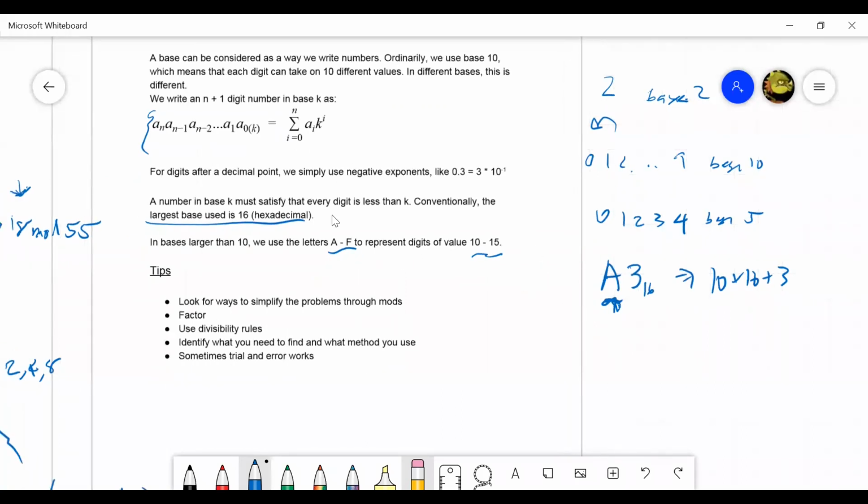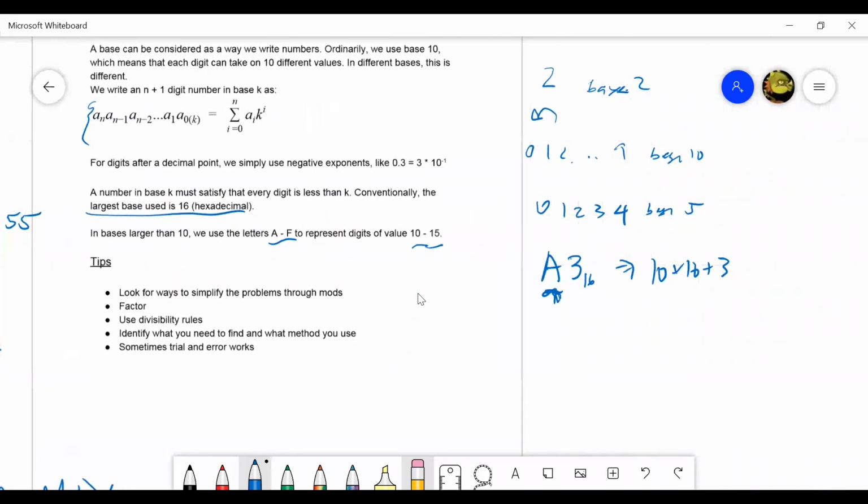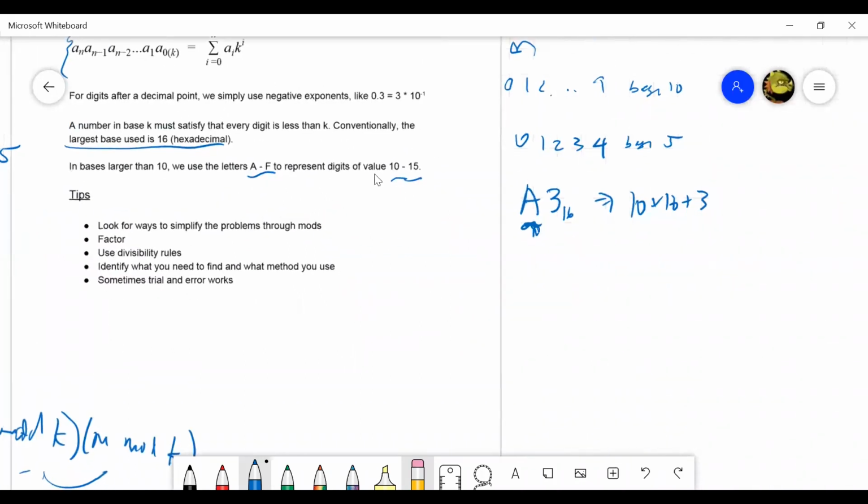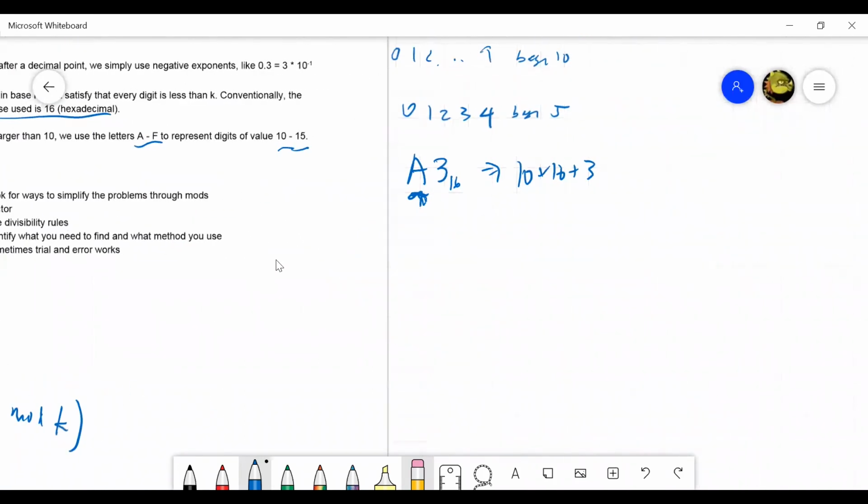So that's really all I wrote on the note sheet, but there are still more things I want to talk about. I think they're a little bit more advanced.